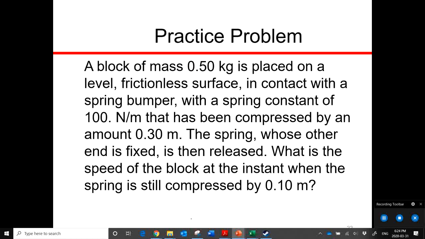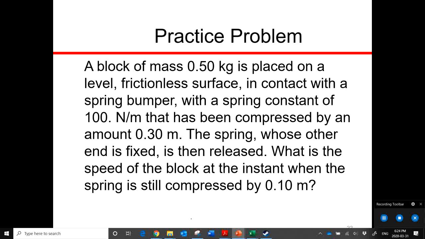Okay, so let's take a look at one final practice problem. Again, feel free to pause and try this one first before I go through it, so you get a chance to see what solving it's like. So a block of mass 0.5 kilograms is placed on a level frictionless surface. So we're dealing with a horizontal spring in this case, but no friction. Some of your homework problems will have friction in it.